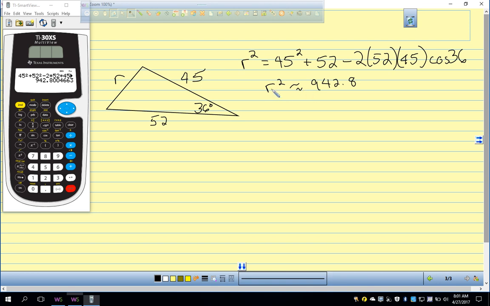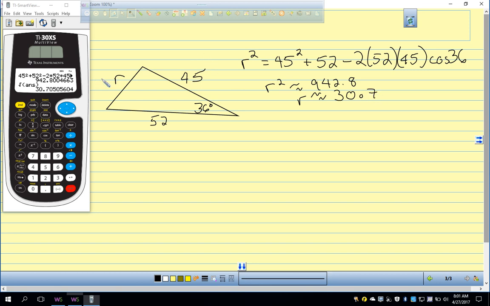And how do I find R if I know R squared? Square root it, okay? So then I go second square root, which is right above square. And then you could go second answer. That's the way I always do it. Answer is down here above the negative sign in my calculator. And then it will just plug 942.8 into it. And you get R is about equal to 30.7, whatever the units happen to be.